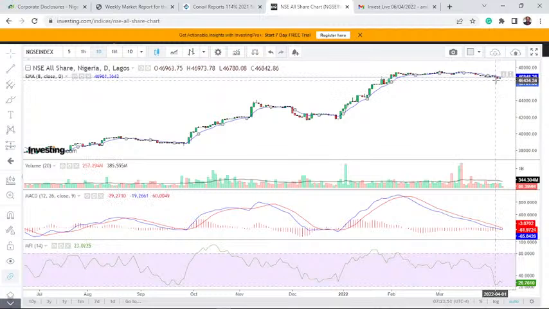I told you that once the market breaks down 47, the Nigerian market is still below 47 already. As at yesterday, the market closed at 46,777.36. At this hour, the market is around 46,761.06. That is why I say the market is down marginally as we speak now. Let's take a look at other indicators and see what the market is telling us.